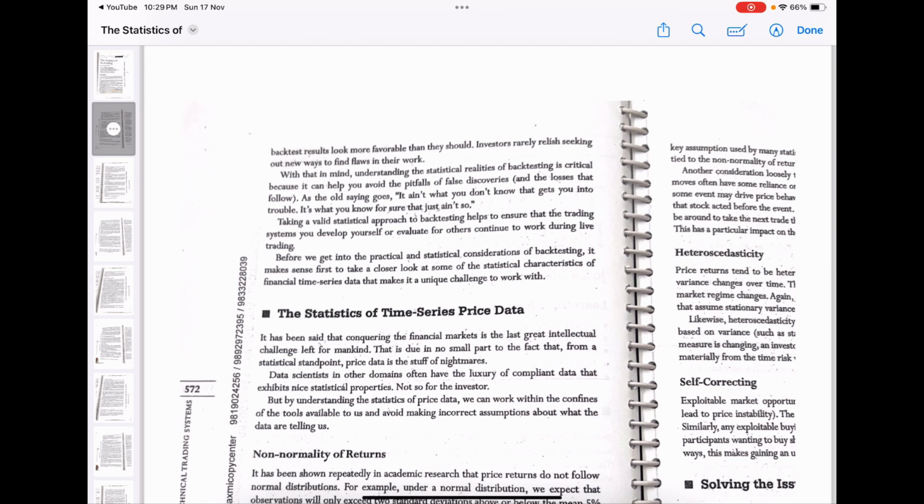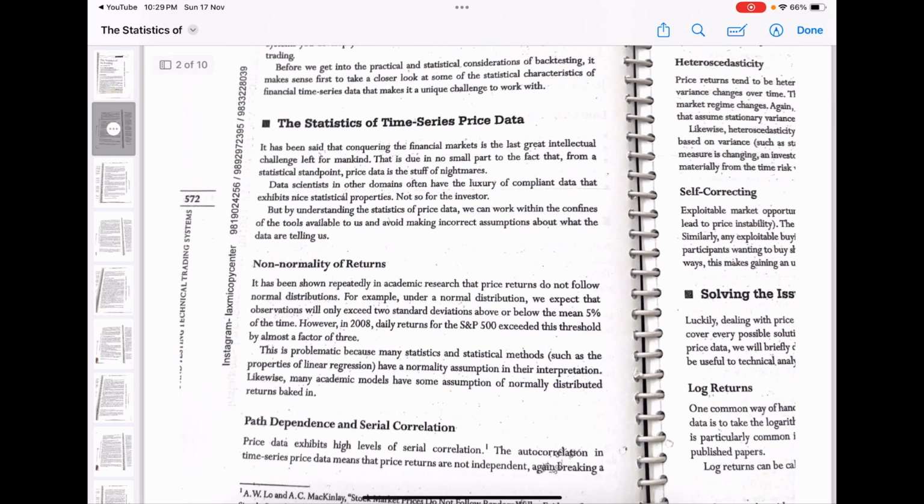As the old saying goes, it ain't what you don't know that gets you into trouble; it's what you know for sure that just ain't so. Taking a valid statistical approach to backtesting helps to ensure that the trading systems you develop yourself or evaluate for others continue to work during live trading. Before we get into the practical and statistical considerations of backtesting, it makes sense first to take a closer look at some of the statistical characteristics.